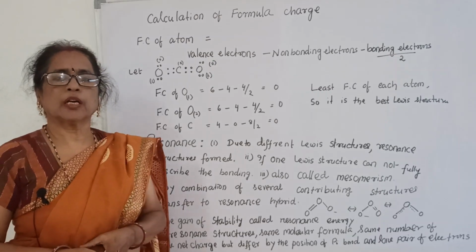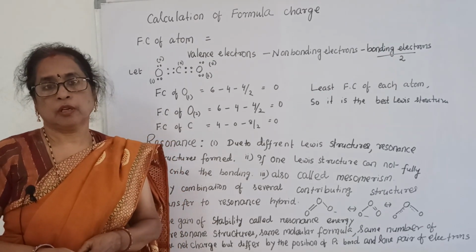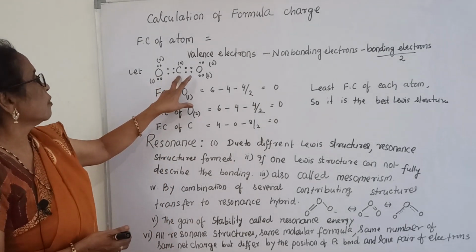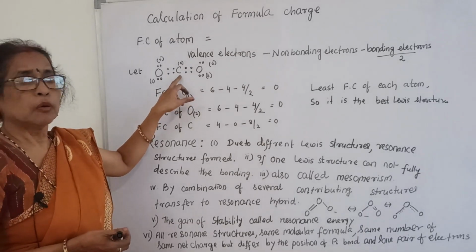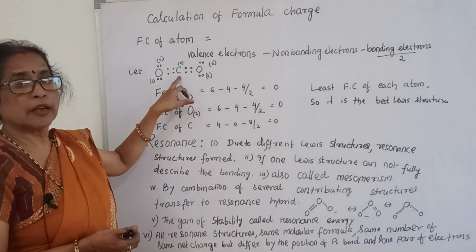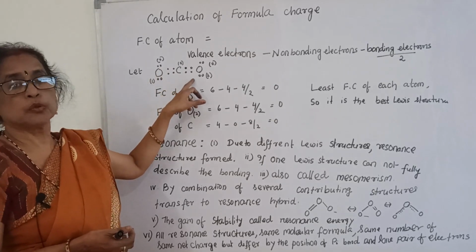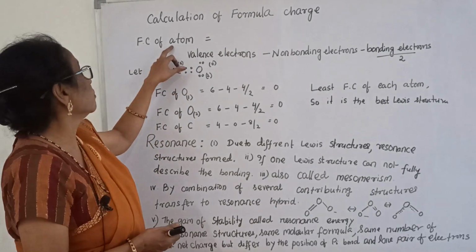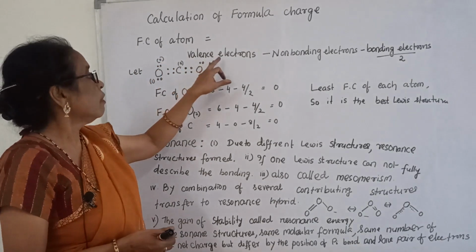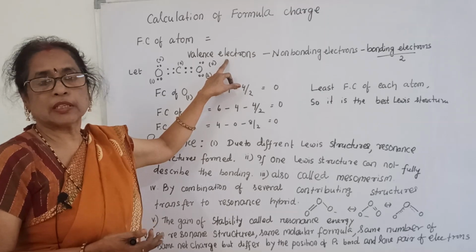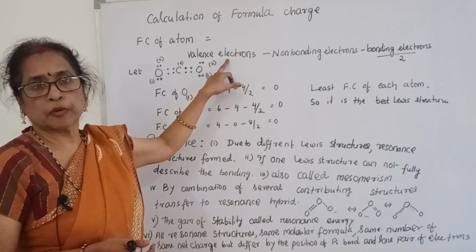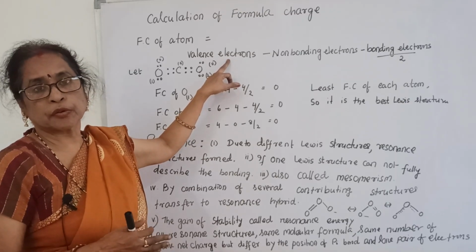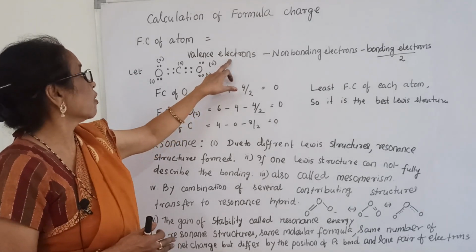Now we will see how to calculate the formal charge of an atom. One molecule consists of many atoms, just like carbon dioxide, here 1 carbon and 2 oxygen. Then how will we calculate the FC of carbon, oxygen 1, and oxygen 2? Now what is the formula for the FC of an atom, that is, the formal charge of an atom? First, valence electrons. How can you know the valence electrons? I told you, according to group number, atomic structure, or electronic configuration, you can find the number of valence electrons.